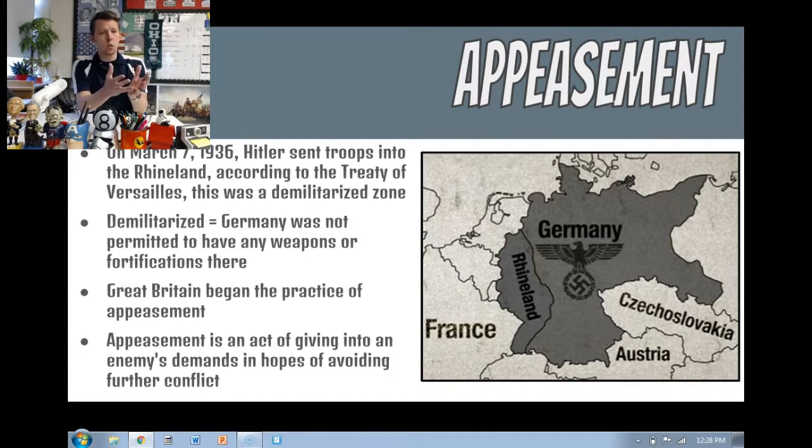See, Great Britain was worried that they might start another war if they don't kind of bend into his, what they called reasonable demands. And they thought, sure, Rhineland used to be part of your territory. You've been largely peaceful, it seems, so we'll give you this territory.